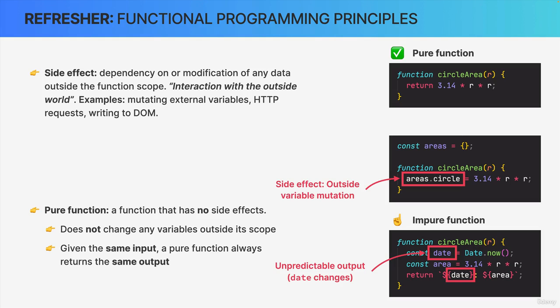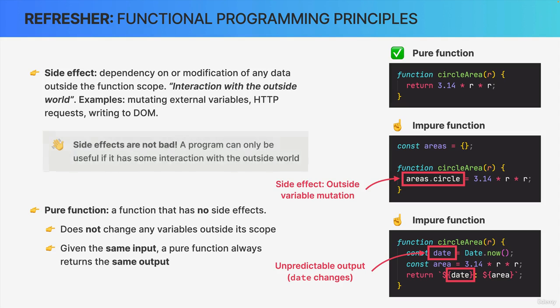And the same is true for the second function. So notice how this function mutates an outside variable, which of course makes this function impure as well. Now, calling functions impure makes it sound as if side effects are somehow bad, but that's actually not true. So side effects are not bad in themselves.